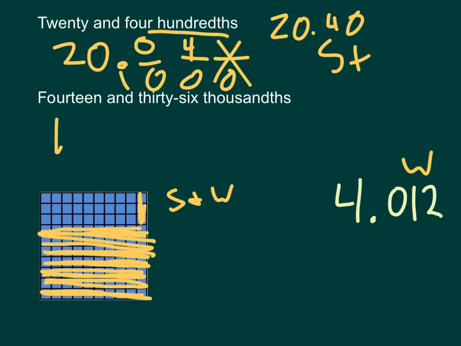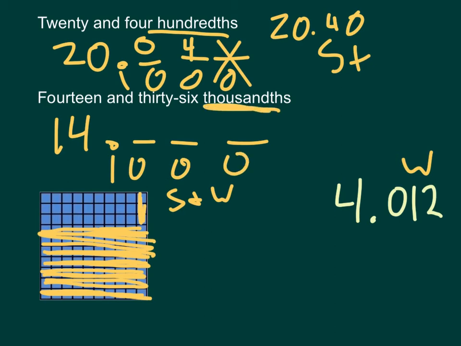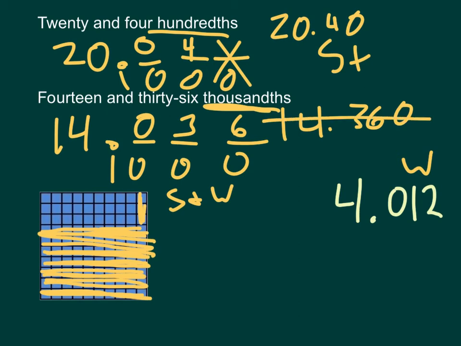Now let's try this one. We've got 14 and thousandths, so I know I'll need all my place values. 36 thousandths. So it needs to end in the thousandths place. So my 6, 3, 0. Again, if I had 14 and 36 and then a 0, that'd actually be 14 and 360 thousandths. So that's not right, just like that wasn't right up there.